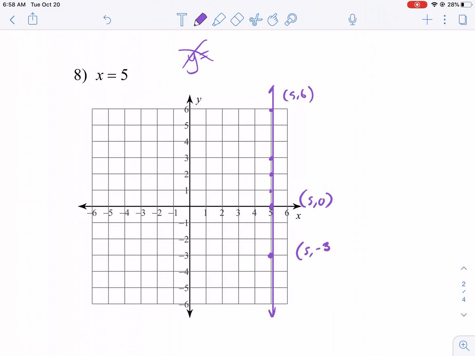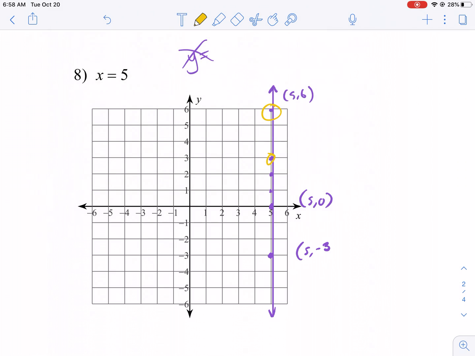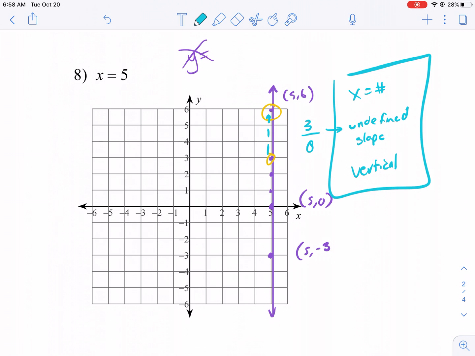Okay, now what's the slope of a vertical line? If we take 2 points and find the slope in between, we notice that we rise 1, 2, 3 between those 2 points. 3. How much do we run? Well, we don't go to the left, we don't go to the right, so it's just 0. That is an undefined slope. Okay, so anytime it's x equals a number, it's a vertical line, and it's an undefined slope.